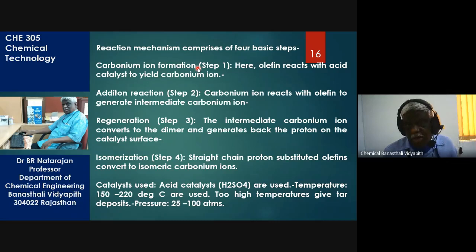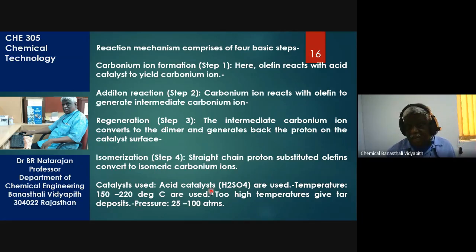First, the carbonium ion is formed. That is step 1. The olefin reacts with the acid catalyst to yield a carbonium ion. And in the next step, an addition reaction takes place. The carbonium ion reacts with the olefin to generate another intermediate carbonium ion. And in the regeneration step, the intermediate carbonium ion converts to the dimer and generates the proton back on the catalyst surface. Right. So the catalyst is typically acidic because the carbonium ion is to be generated. Carbonium or carbenium, both mean the same. Carbenium is a more recent usage. Carbonium is an older use of the same C plus ion, right? Okay. And the last step is isomerization, where a straight chain proton substituted olefin converts into an isomeric carbonium ion.